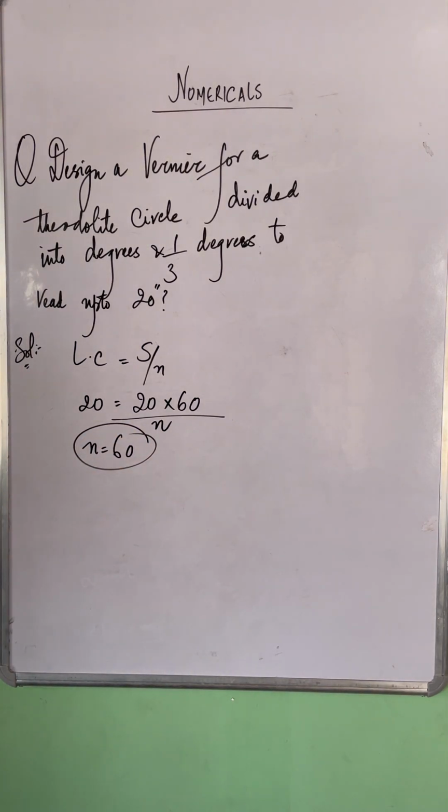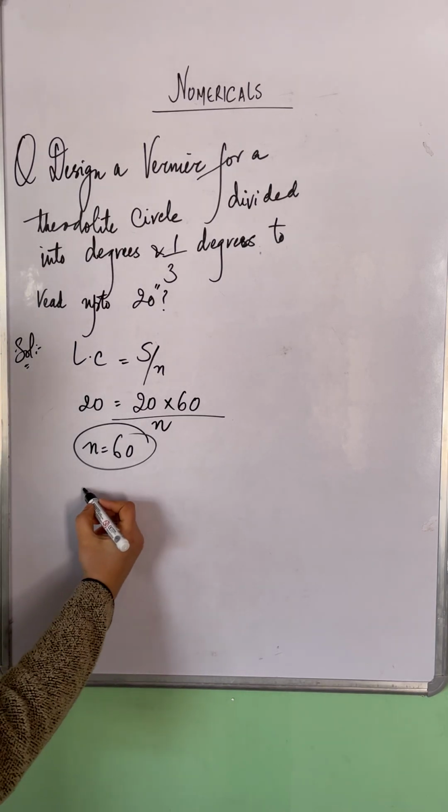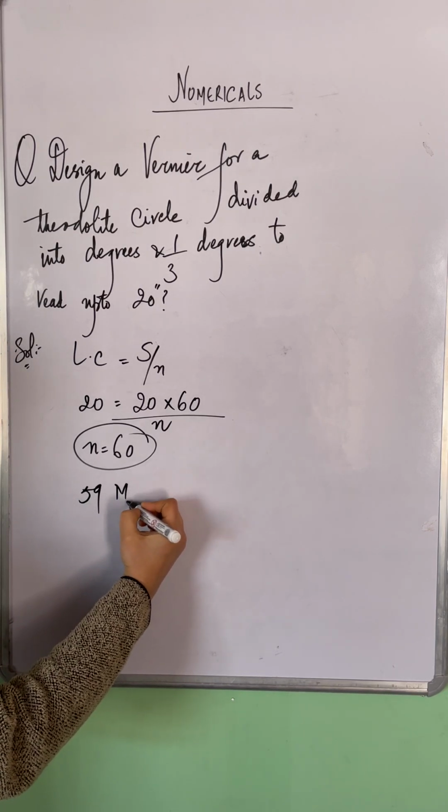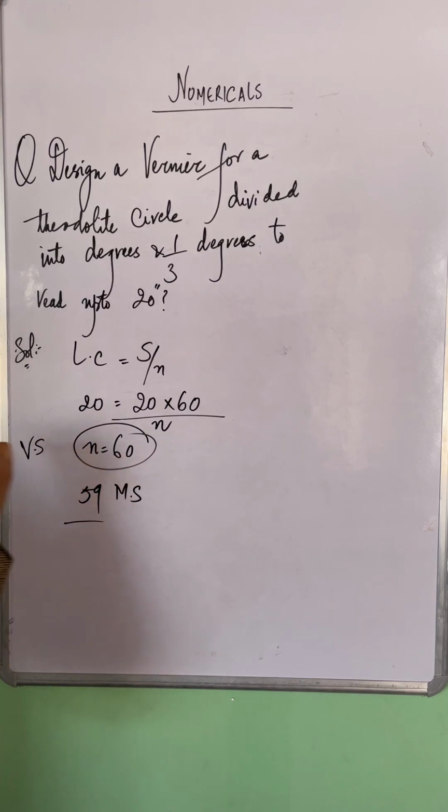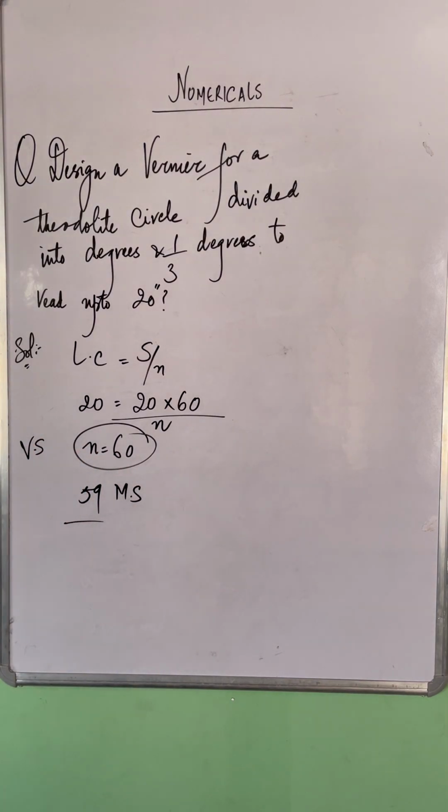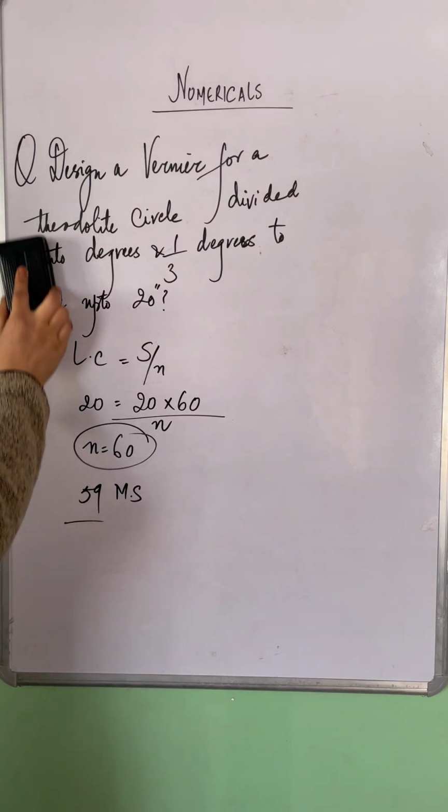Right? So 59 divisions should be taken for the length of the vernier scale and divided into 60 parts for a direct vernier. So 59 divisions on the main scale will correspond to 60 divisions on the vernier scale, and hence we have designed a direct vernier in this case. Right? Let's do another question.